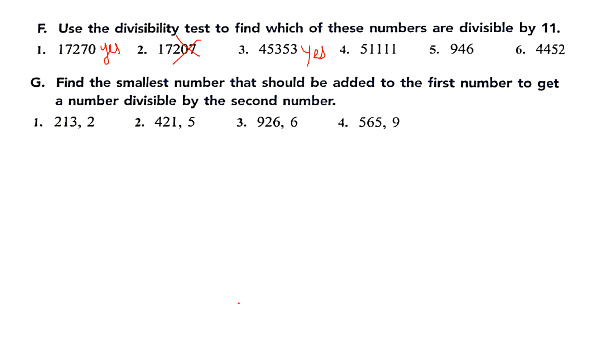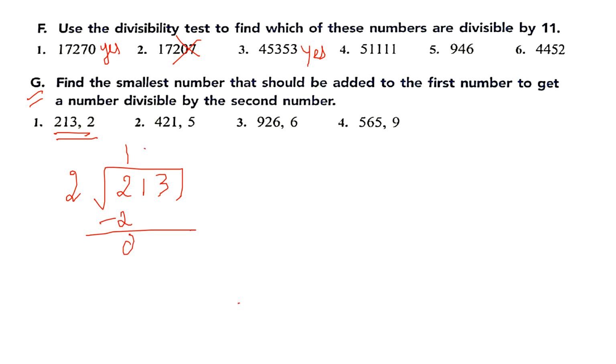Okay. So I have done up till 3. So now let us move to the next question. Find the smallest number that should be added to the first number to get a number divisible by the second number. To do this, you should be good in division. So let us try to divide this number. 213, if you divide it by 2, what will you get?